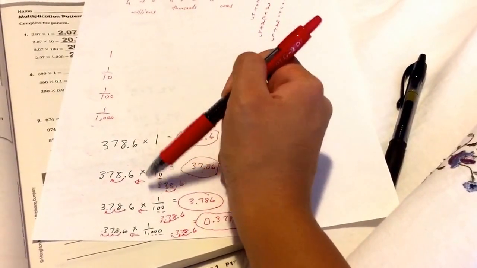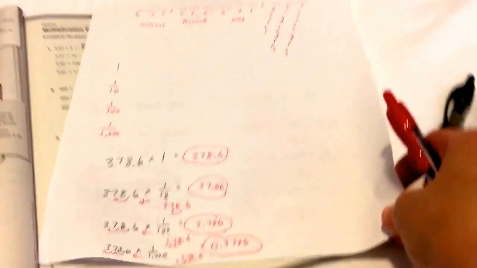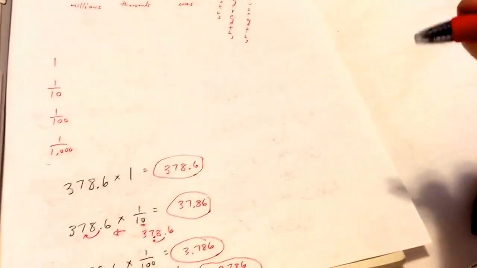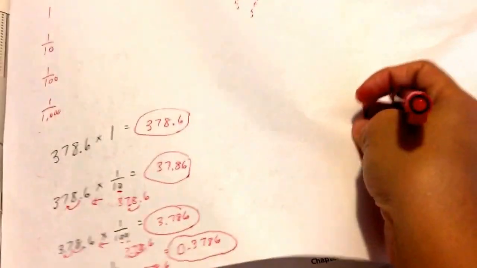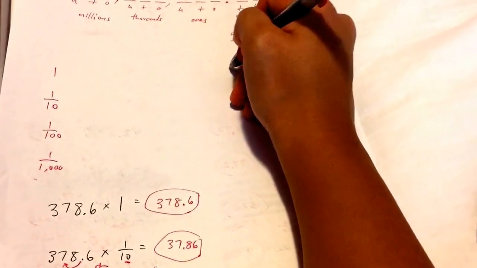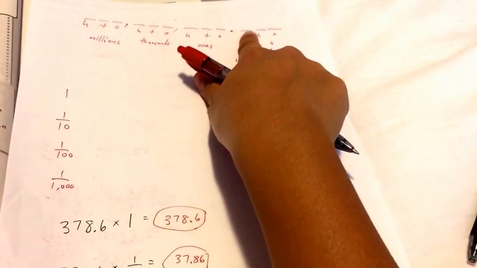0 times, 1 time, 2 times, 3 times, because it's less than 1. Last but not least, we have to think about how else we could write the fractions in decimal form. So 1 we're going to keep as 1. This is 1/10. 1/10 is over here.